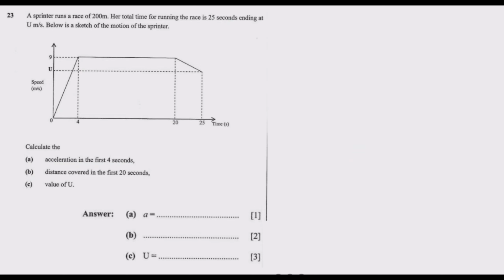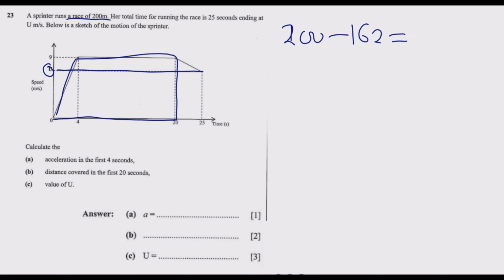So C, the value of u. The value of u is this velocity up to here. We know that the total race is 200 meters. From here to here, we've already found it to be 162. So the area which remains should be 200 minus 162, so we get 38. So this whole area is 38.